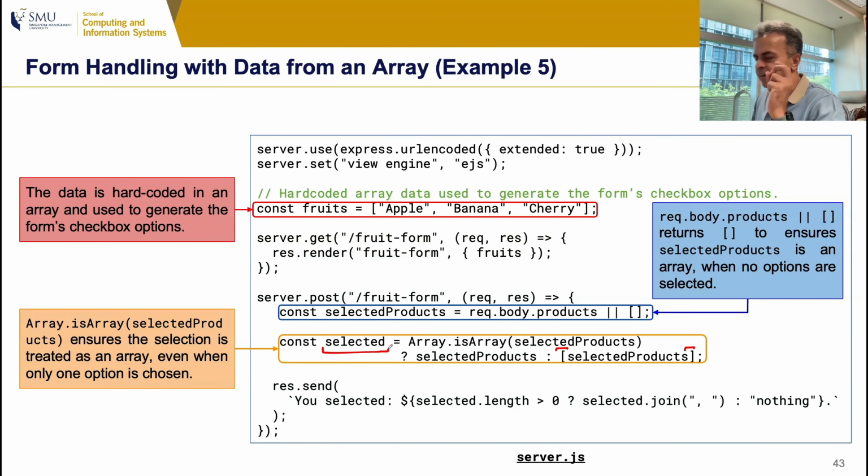So that's the idea. So now I know for sure that selected is an array. It could be an empty array, an array with one element, or an array with multiple. And after that, I'm planning to join them if the array length is more than 0. That means at least one fruit is selected. That's the ternary operator here. And if nothing is selected, then the array length will be 0. In that case, I'll say nothing.